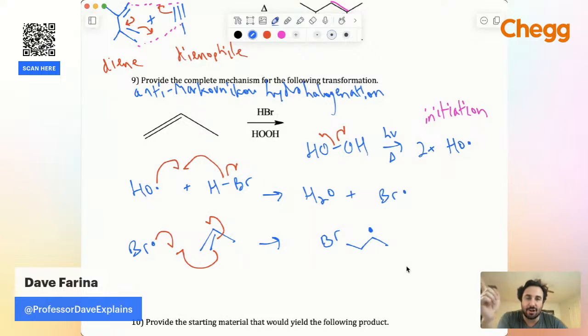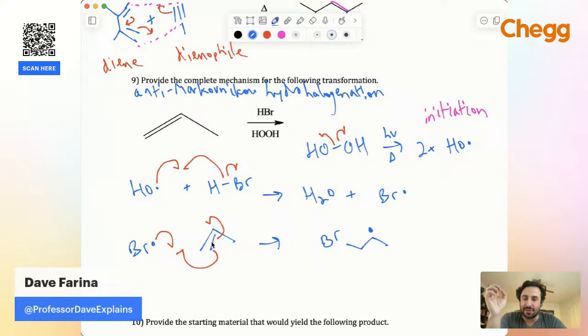A secondary carbocation is more stable than a primary carbocation because it's more substituted. It's more stabilized by hyperconjugation. So a secondary carbon radical is also more stable than a primary radical for the same reason. So that's why the bromine radical goes to the primary carbon and not the secondary. If the bromine radical went to the secondary carbon, you'd be left with a primary carbon radical. That's not the more favorable pathway.